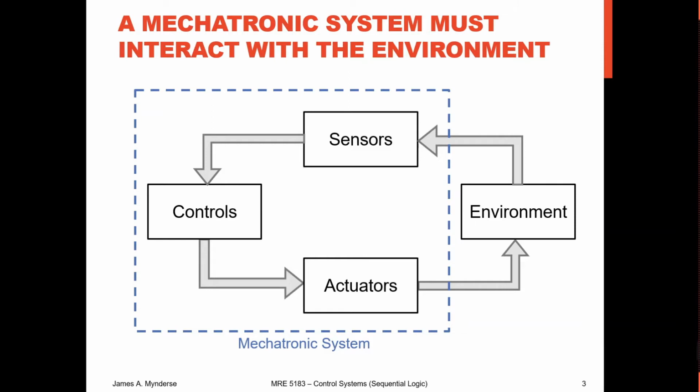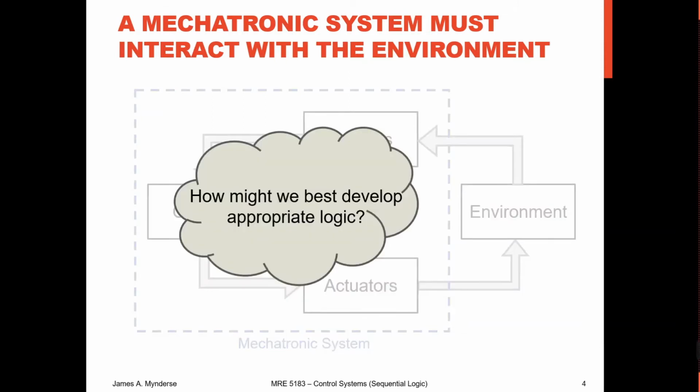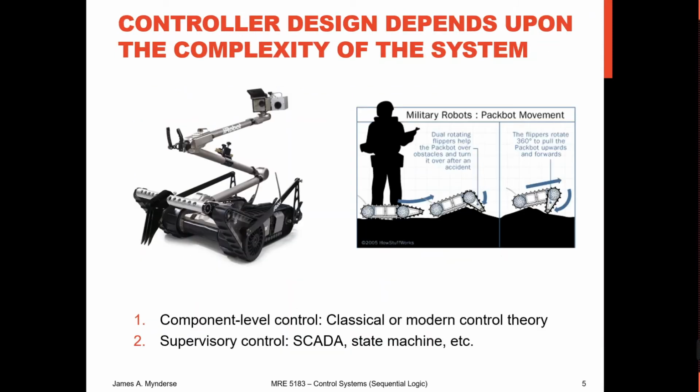We need something to go in that control block. What in the world goes in that control block? Well, we need a way to develop an appropriate logic for the control block. And because we're talking about sequential logic, you know that we're going to put a finite state machine in there, but we're going to get to that part. So we need a way to develop an appropriate logic to interact with the environment. So how are we going to do that? Well, it kind of depends on what you're dealing with.